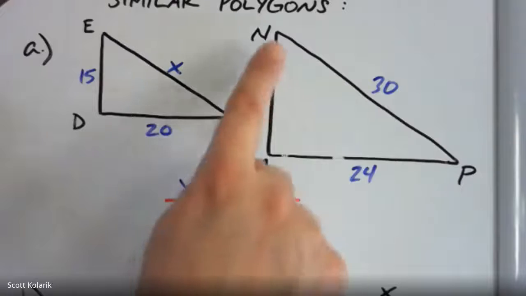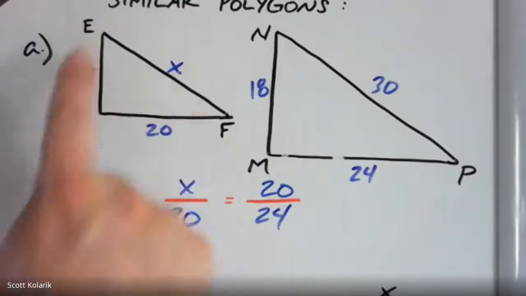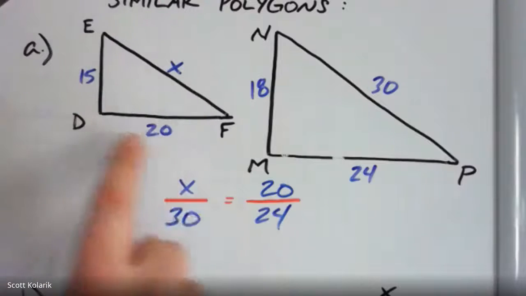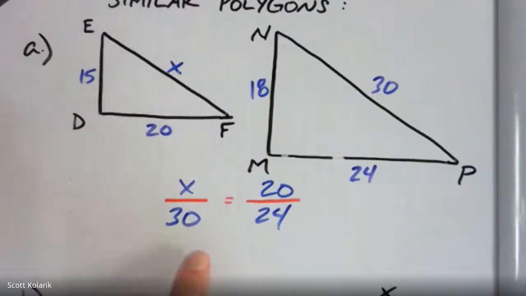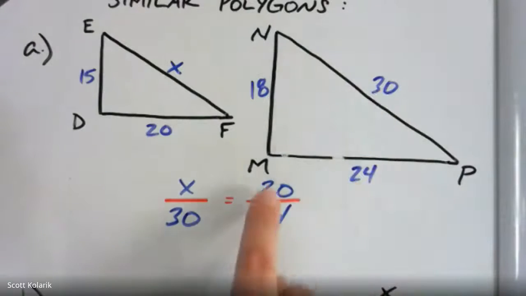So the X corresponded to the 30. That's my first fraction. As far as my numerators, those are the pieces within the same figure. So notice the X and the 20 are in the same figure. Same thing with the 30 and the 24. My denominators have to be from the same figure. 30 and 24 are in the same figure.